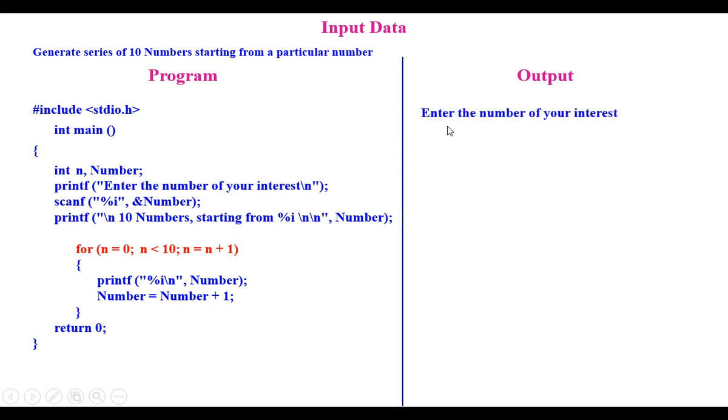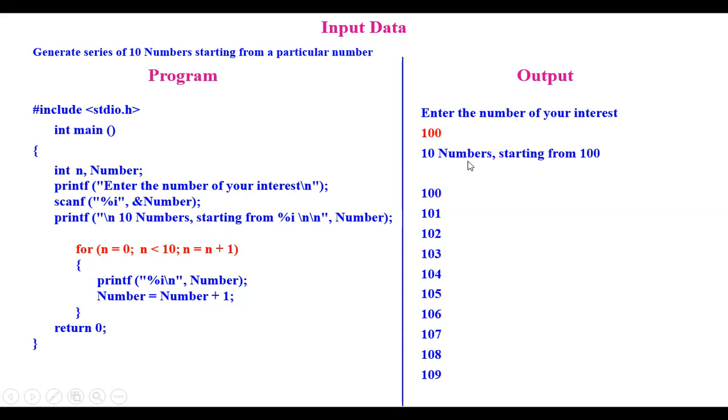We get, the system asks, enter the number of your interest. Suppose I have given 100. What happens? 10 numbers starting from 100 are printed. Suppose we have given 12, then starting from 12, it prints 10 numbers. So here the input value is given, and from this number it displays the 10 numbers.